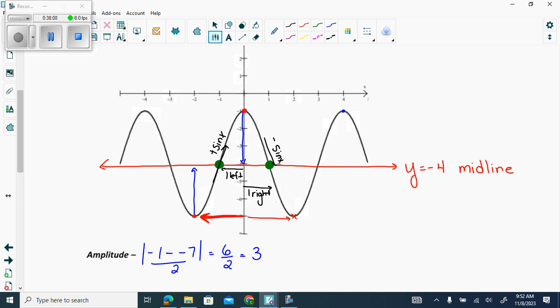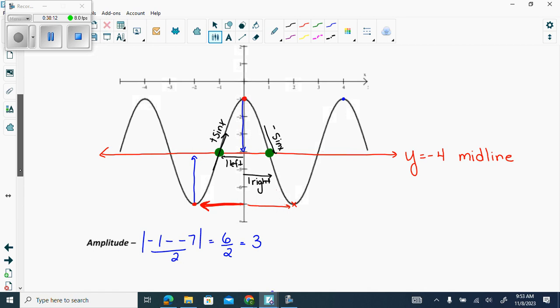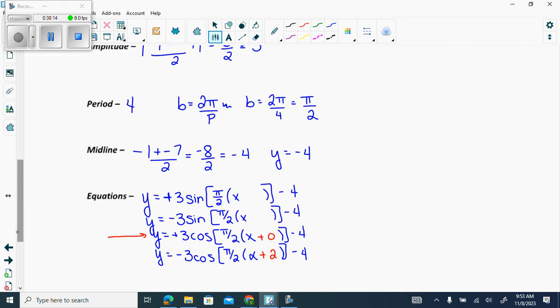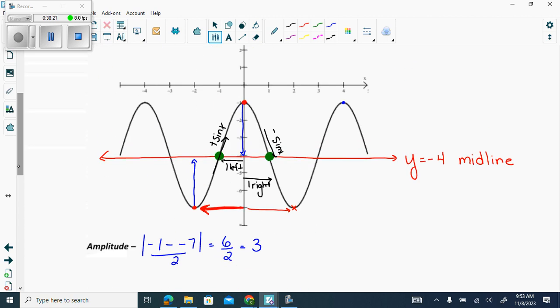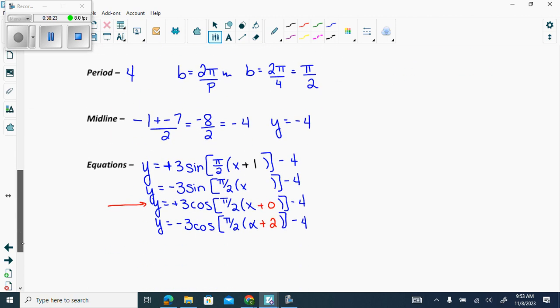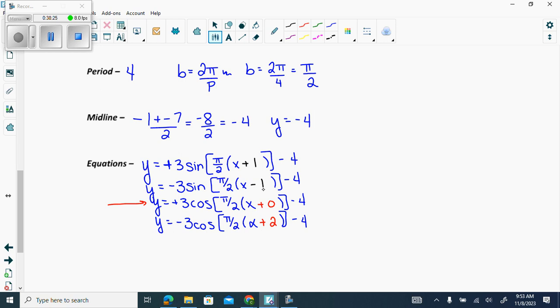So for the positive sine x graph, I need to go one left. So it's x plus 1. For the negative sine x graph, I need to go one right. So it's x minus 1. Now, how do I know if I'm right? I just got an equation and I have a graph. Could I not type the equations in and see if I get the graph?